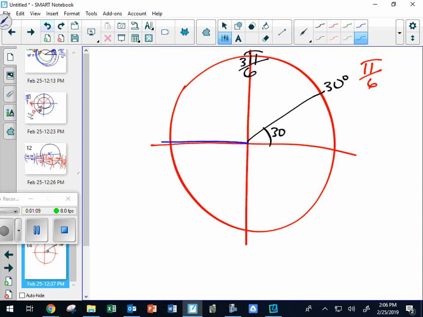Well, 6 pi over 6 is right here, but that's not what he asked. What Mr. Server asked for was 7 pi over 6, and that would be right there. Raise your hand if you knew where 7 pi over 6 was. Awesome. You're learning the basics of radians.